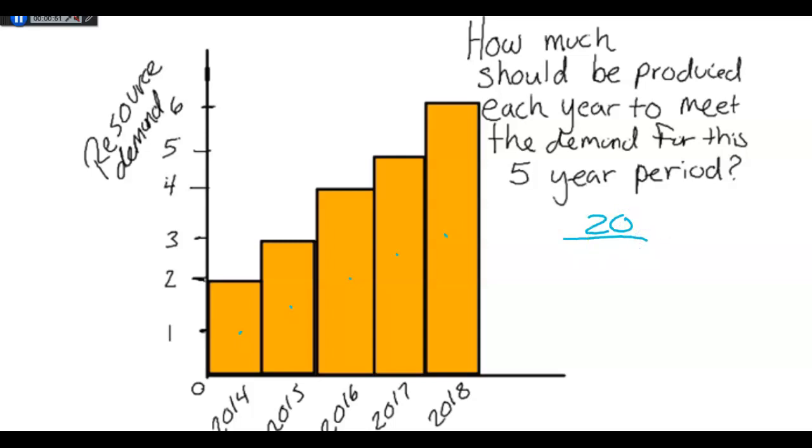And you want to know how much you need to produce each year just to keep up with that? Then you need to divide that by 5 for 5 years. And that means every year you should be producing 4, whatever the resource is, right? You could always just produce 2 in 2014 and 3 in 2015.